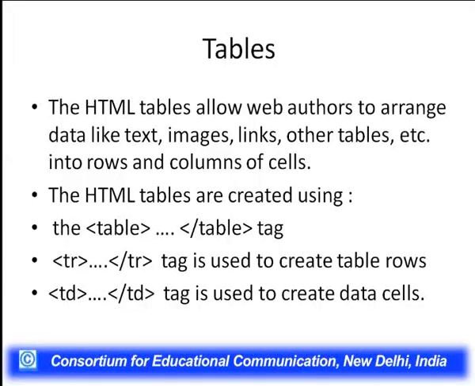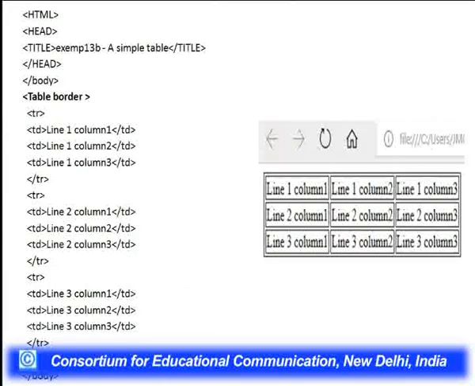You can see here that in HTML, tables are created using the table and the slash table tag. The TR and slash TR tag is used to create table rows, and the TD and slash TD tag is used to create data cells. Basically, TR will define the row, and the data within each row will be defined by the TD tag: table data, table row and the table. You can see here a simple table has been shown and how it is constructed using the table tag.